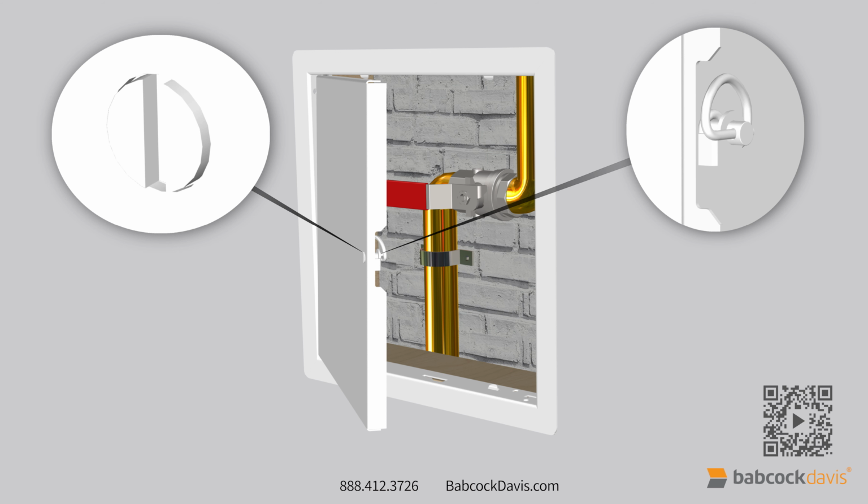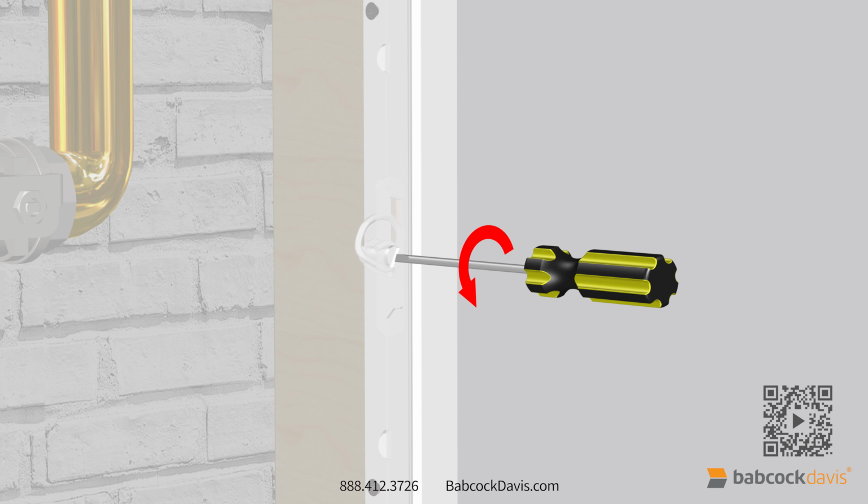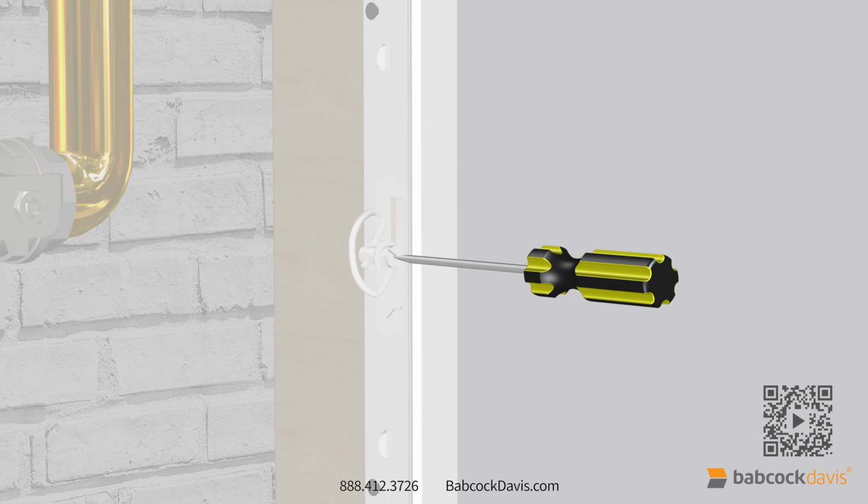To lock or unlock the latch, use a flathead screwdriver. Close the door, and turn the screwdriver clockwise to lock the door. To open the door, turn the screwdriver counterclockwise.